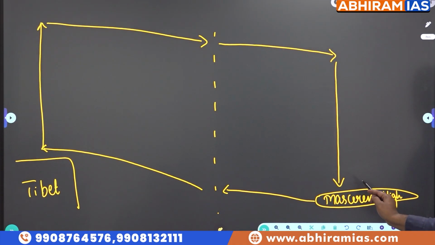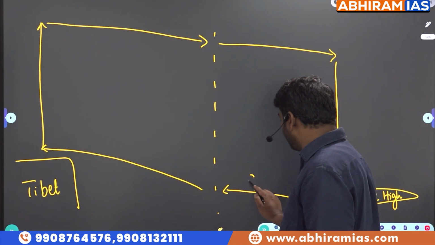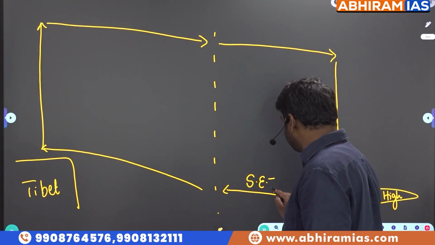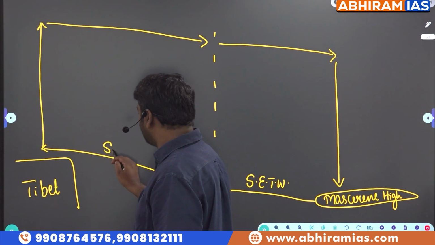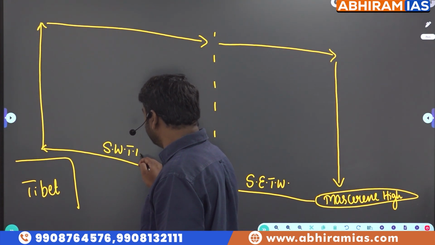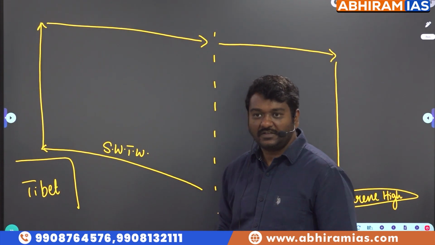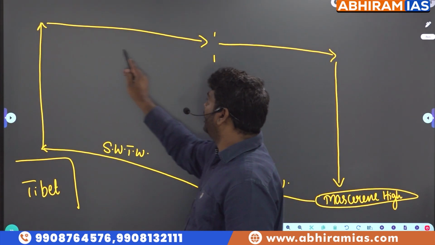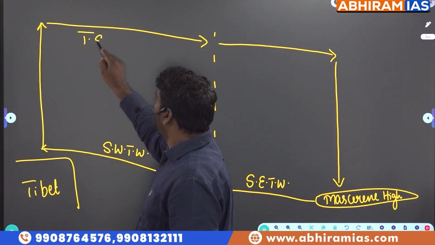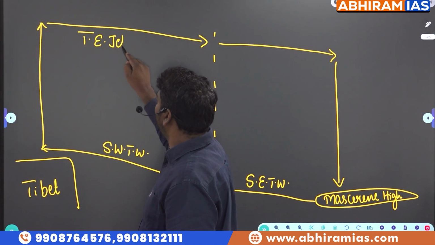Mascarene high, Tibetan low. Okay. From Mascarene to equator, it is called southeast trade winds. From here to here, it is called southwest trade winds. Okay, guys. Now, is this upper air? This upper air is called tropical easterly jet stream.